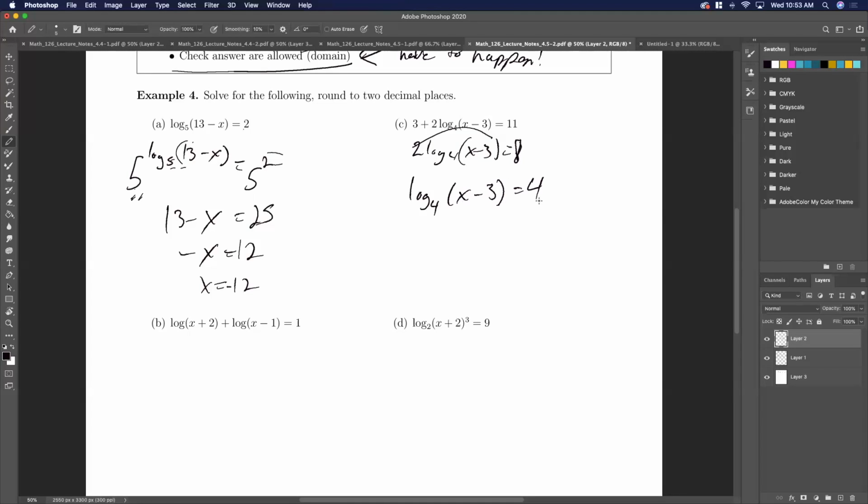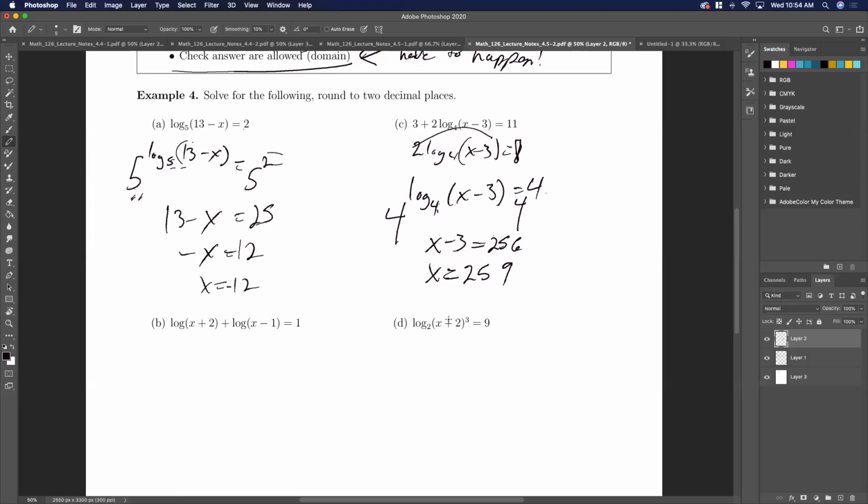Because then this is just 4. So I have log base 4 of this. My shorthand notation is just to put a big 4 here and a big 4 here. That means exponentiate both sides. So here, 4 raised to log base 4 would just give me whatever this is, because they're inverses of each other. 4 raised to the 4th power is 256. So if I add 3 to both sides, I get 259.